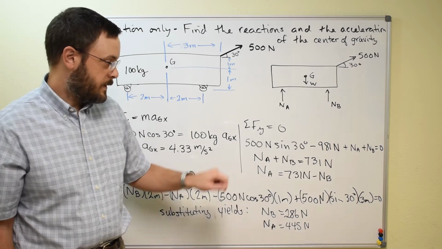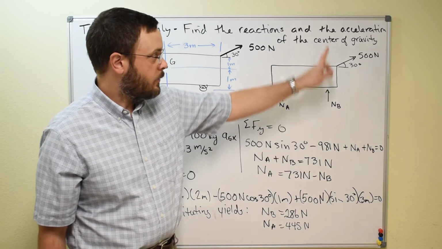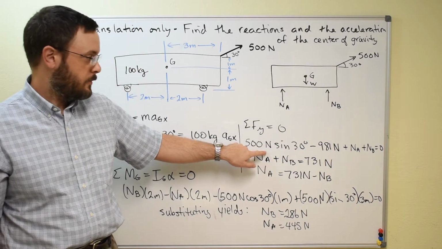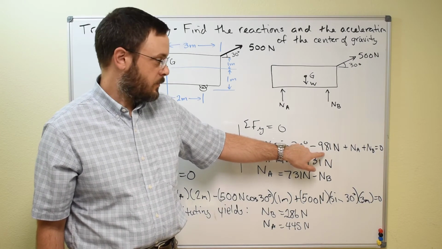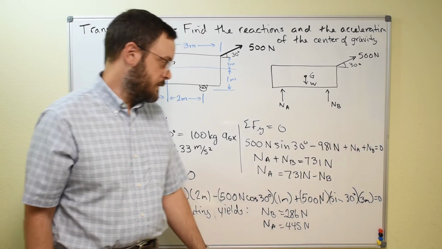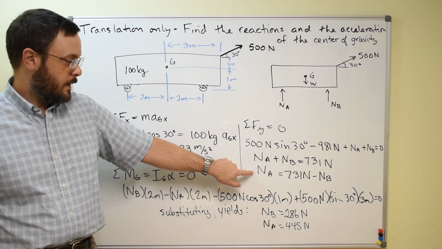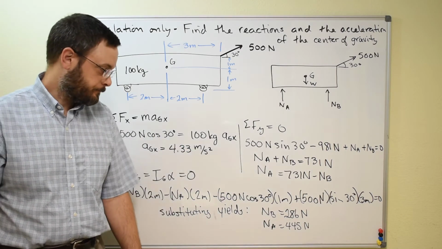Then for our sum of forces in the y direction, we'll get the y component from the 500 newtons, so 500 newtons sine of 30, the negative 981 newtons from the weight, plus the two normal forces, and then we could use that to create an equation for the normal force in terms of the other normal force.